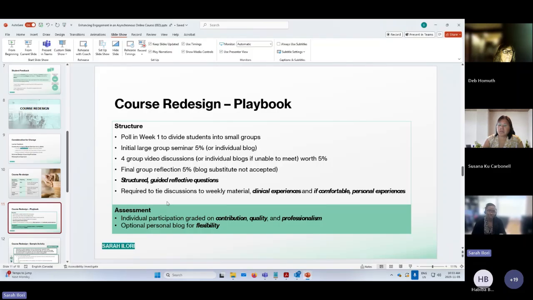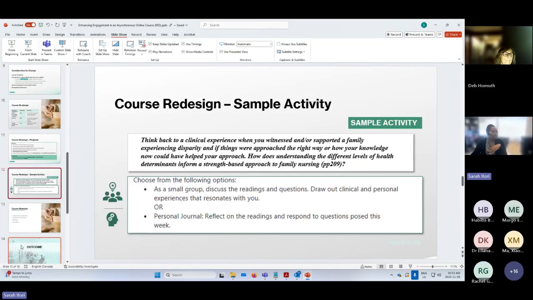Of course, they could also share personal experiences if they're comfortable, but I did make it clear at the beginning of the semester that you don't have to share if you're not comfortable sharing. So this is what a sample activity looked like. This, for example, was just one of the questions for that week. They had to, like I said, apply what they were learning to their clinical experiences. So they could either use it as a small group or do it as their personal journal. So the students had a couple of ways through which they could do it.